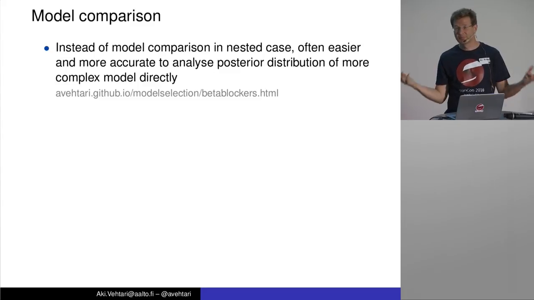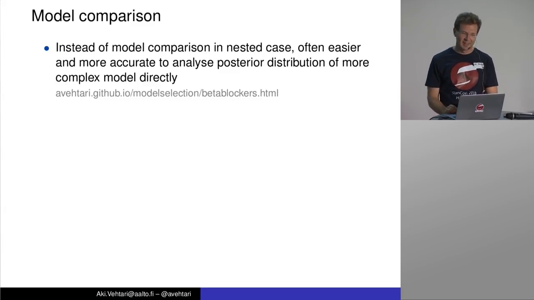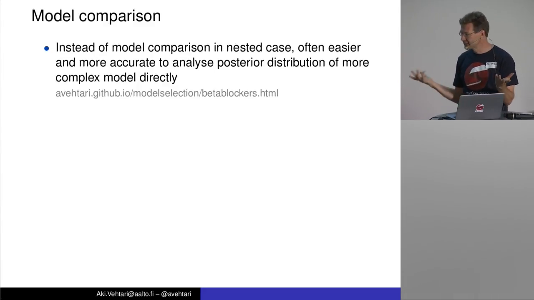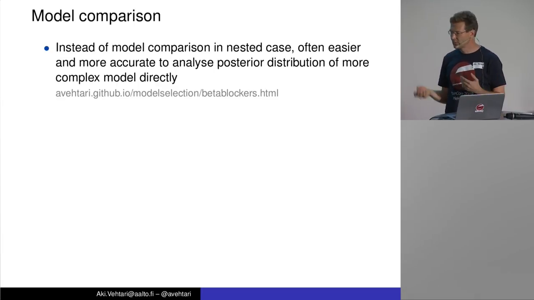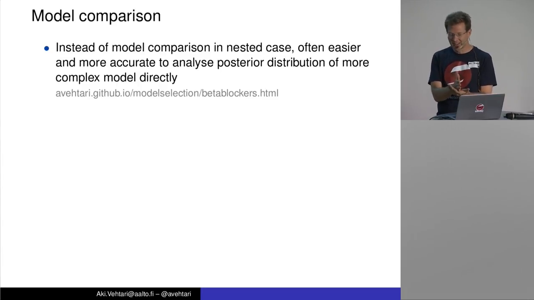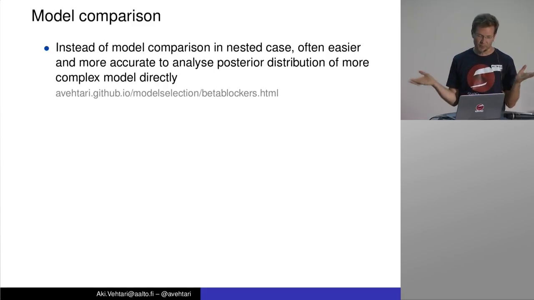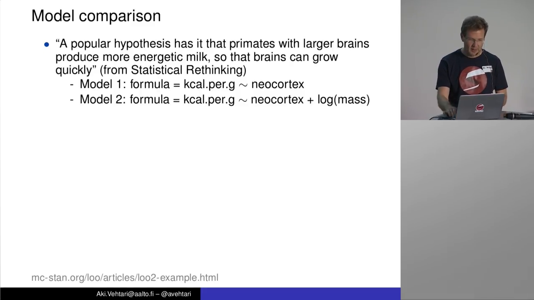Model comparison: before you use cross-validation, think whether you could just analyze the posterior distribution of a more complex model directly. The beta blocker example has a treatment and a control group. Instead of making a simpler model where the treatment and control have the same common parameter, just look at the model where they have different parameters, compute the odds ratio, and look whether that's far away from one. So there's the case study.